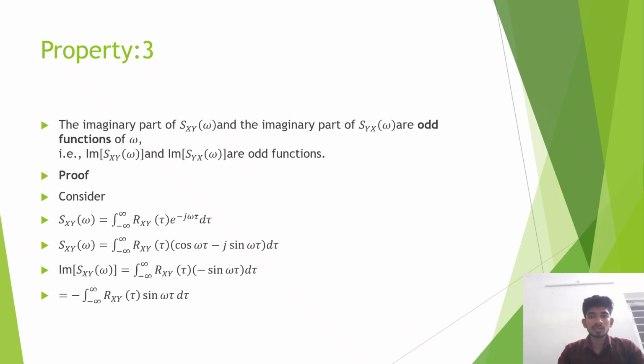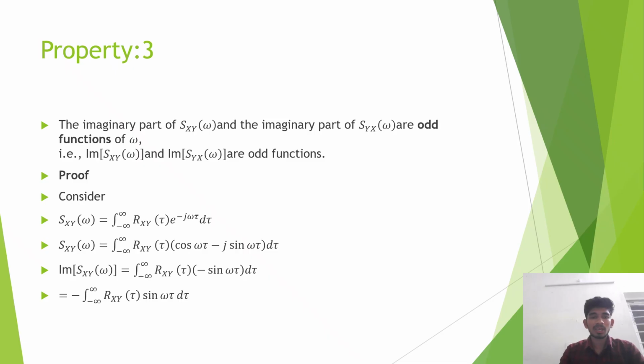In the last property, we have seen the real part. Now in this property, we see that the imaginary part of S_xy(omega) and the imaginary part of S_yx(omega) are odd functions of omega. That is, imaginary of S_xy(omega) and imaginary of S_yx(omega) are odd functions.